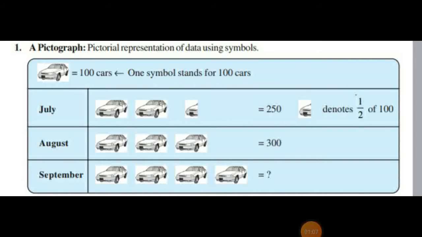Now you are able to give some answers on the basis of this picture. The first question is, how many cars were produced in the month of July? You are able to give the answer, that is 250. And the second question, in which month was the maximum number of cars produced? That is the month of September, because in September there are four pictures of cars, which means 400 cars.